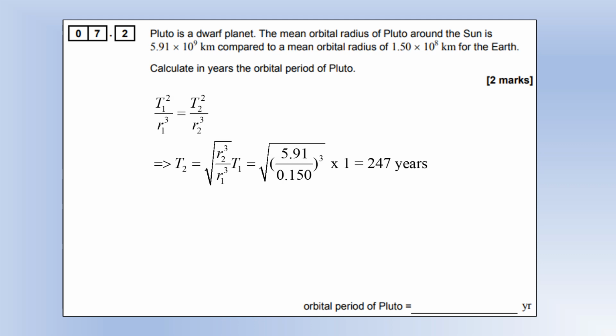So what we can do is make T1 squared over r1 cubed equal to T2 squared over r2 cubed. Make T2 the subject of that equation. The distances are both in kilometers, so we can just put those as a fraction. The time period for Earth is 1 year. So in terms of Earth years, Pluto has an orbit time period of 247 years.